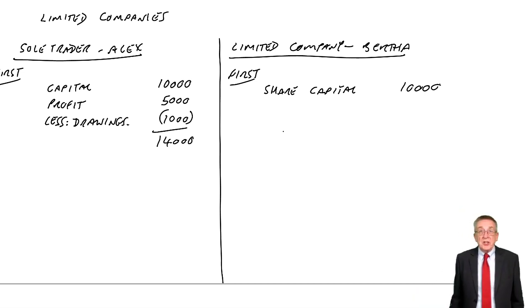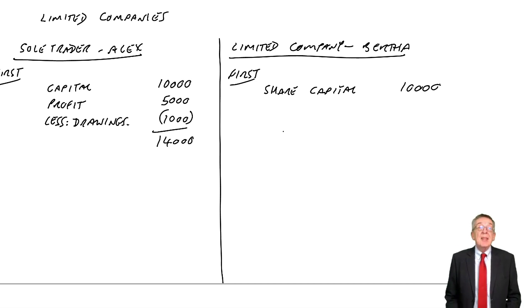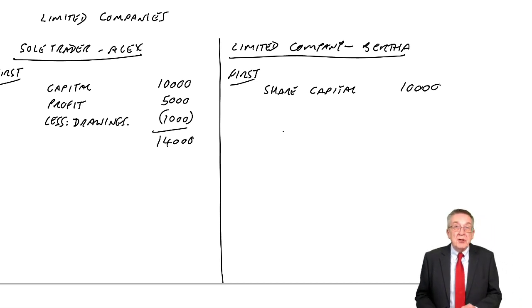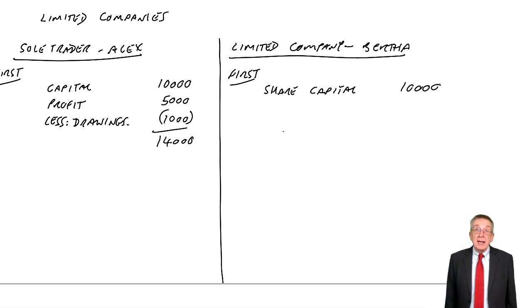There'll be several people that bought shares in the company. In total, they've paid in capital of 10,000. I'll show you how we actually deal with the issue of shares separately. But the capital, no problem. We just change its name to share capital. That's easy.